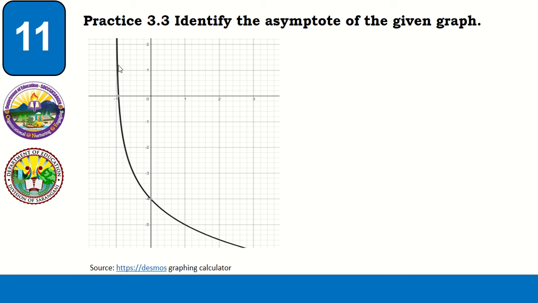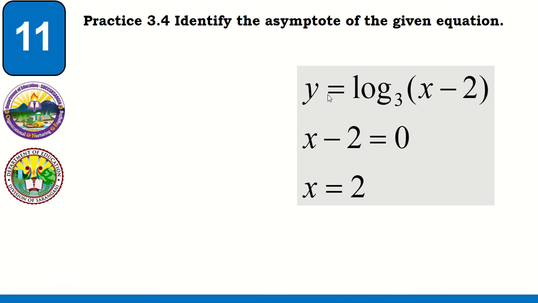It would be better if we had the graph and the equation at the same time. But in this case, since only the graph is given, if the graph does not intersect here, then the asymptote is x equals negative 1. If it somewhat intersects this imaginary line, that means it is not the asymptote. But since this one does not, x equals negative 1 is the asymptote.